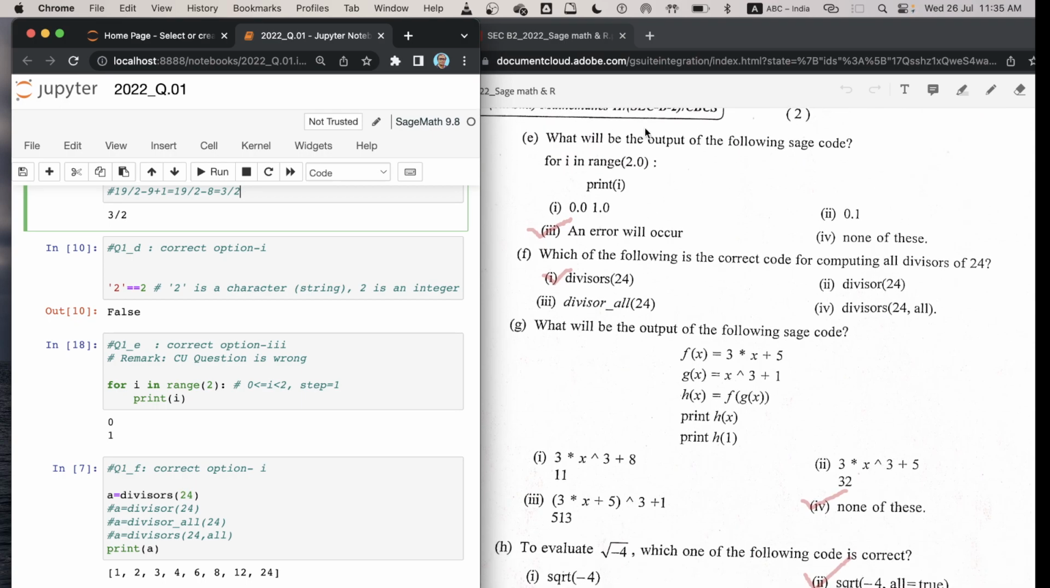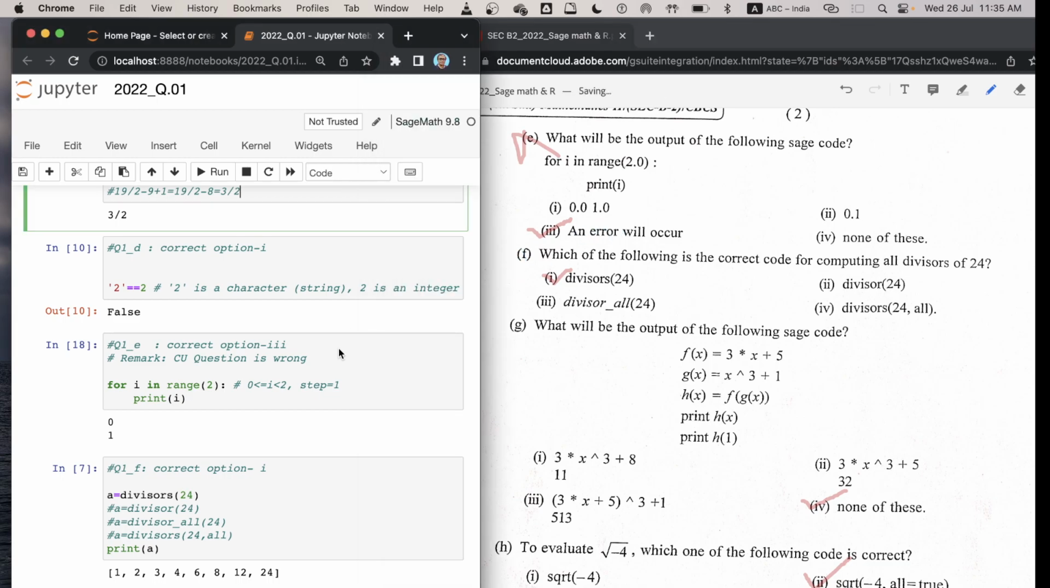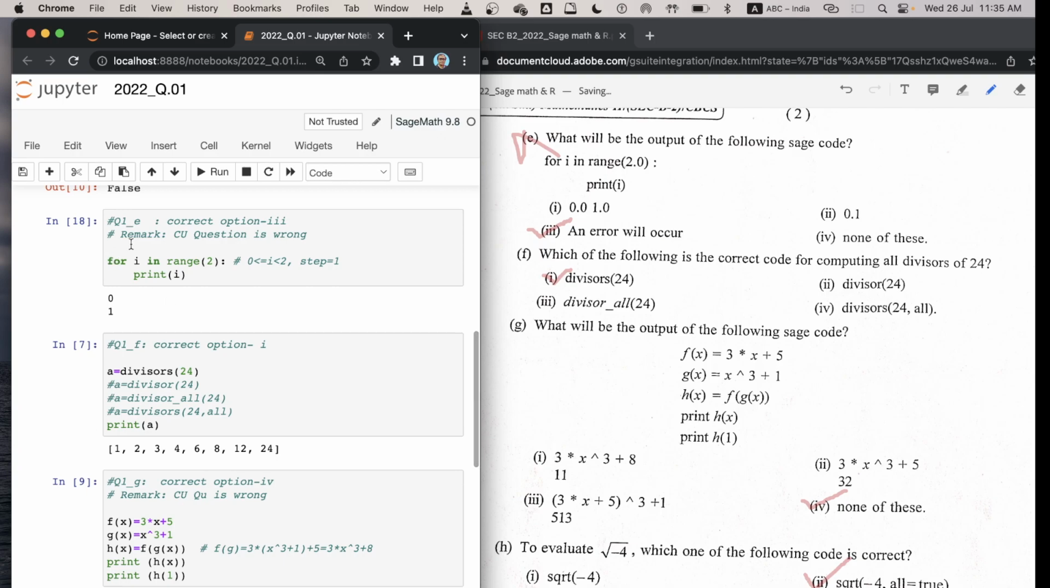Question E. What will be the output of the following Sage code: for I in range 2.0 colon, condition, print I? The output is 3, answer is 3, and an error will occur because this question is the wrong question. So for this, this is the wrong question. Actually the correct option of this question E is that this is the wrong question.